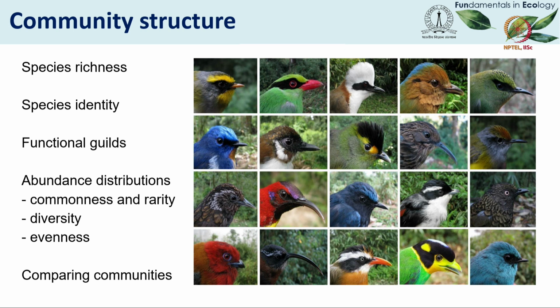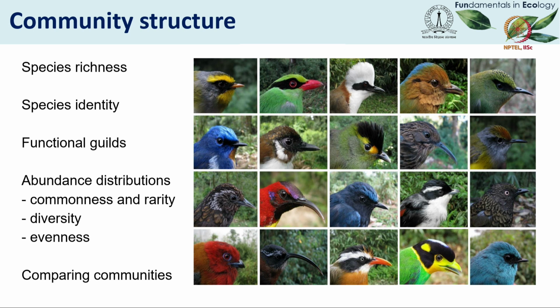And we will talk about how species richness or species diversity is measured in communities in a subsequent session. I can ask which are the species that are found here, which are the species that are found at 2000 meters above sea level, and which are the species that are not found here. I can ask what are the functional guilds of these species, how many insectivores are there, how many frugivores are there, how many species are there that feed on nectar.